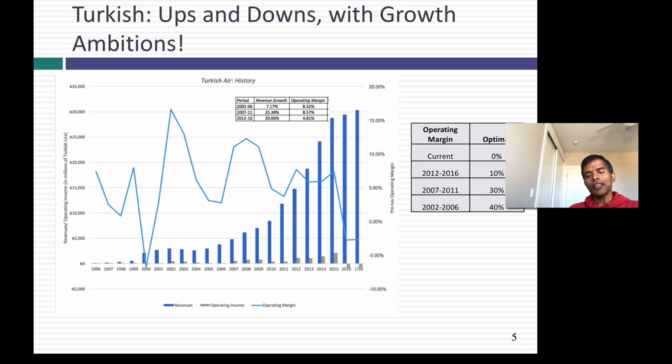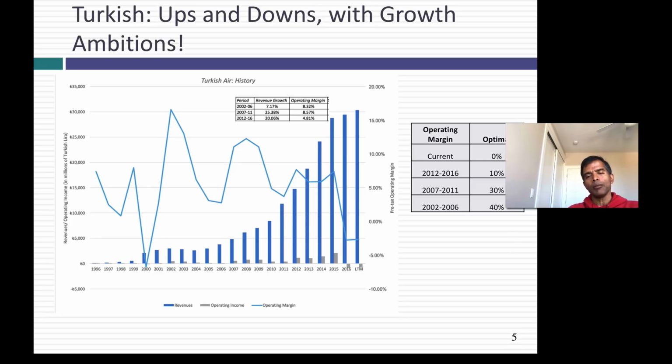If you believe that they're done with that big growth phase, that they're going to revert back to an operating margin they had between 2012 and 2016, which is not a great margin, but a better margin than today, then their optimal debt ratio is 10%. If you believe that they're going to revert back, now that the growth is done, to the margins they had of 8% plus pre-2011, then they can afford to have debt ratios of 30% if they go back to the 2007 through 2011 numbers, or even 40%.